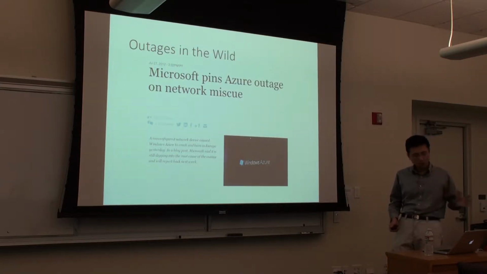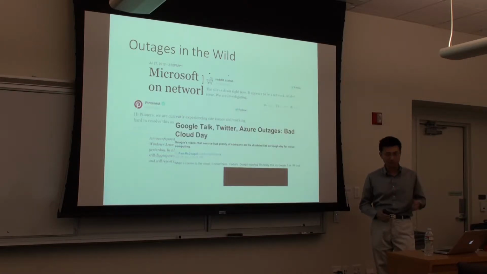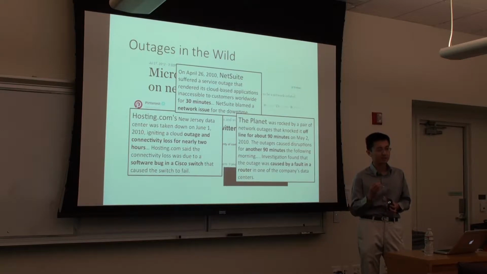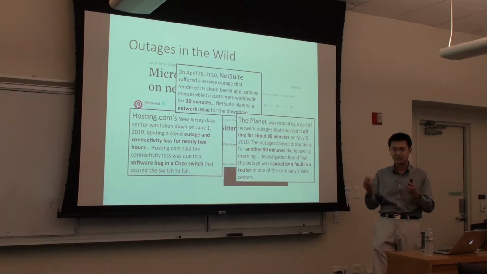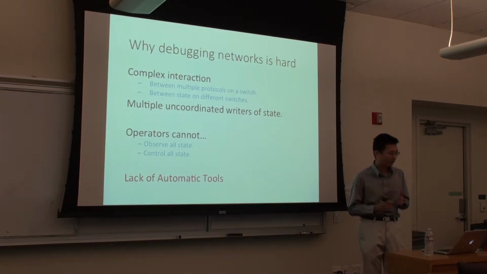So this was just one instance of a network going down. The web is filled with all kinds of service outages. Nowadays, networks are reaching utility status, expected to run 24/7. When they go down, the effects are catastrophic. So why is debugging a network so hard?